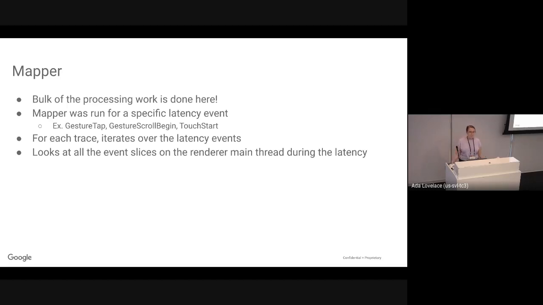And we looked at all of the things that were happening on the main thread of the renderer during the latency. So the idea was, what is the renderer doing when it has this input event that it could be handling? What is it doing instead of handling that? And what is causing the delay between when the renderer receives the event and starts to handle it, and when we commit the frame?